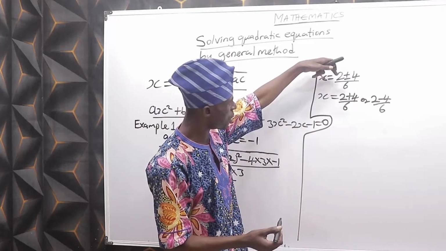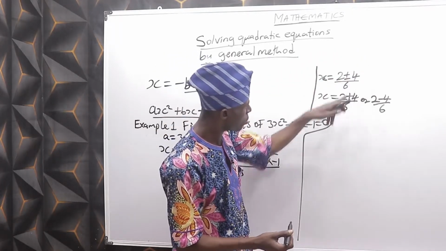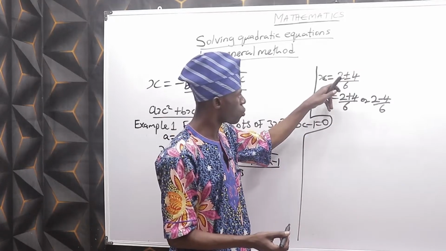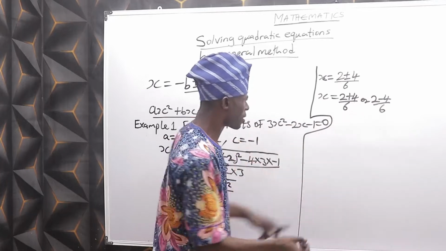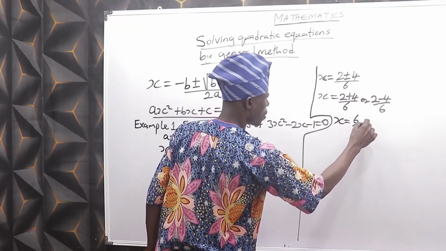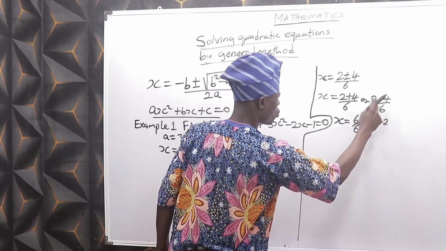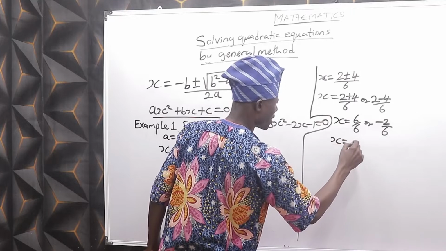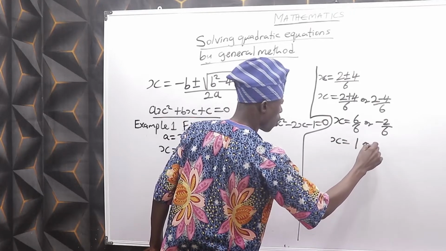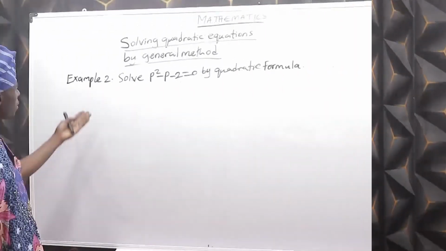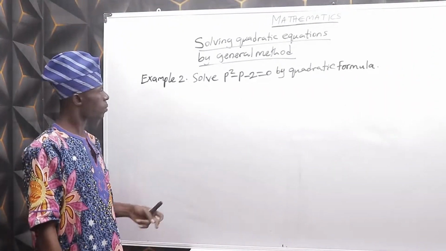I first take positive 2 plus 4 over 6, or take the second one, 2 minus 4 over 6. So this is x equals 6 over 6 or minus 2. 2 minus 4 is minus 2 over 6. And the final answer is 1 or minus 1 over 3. That's it. Let's go to example 2.